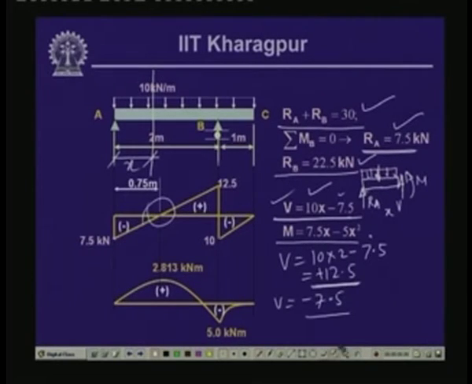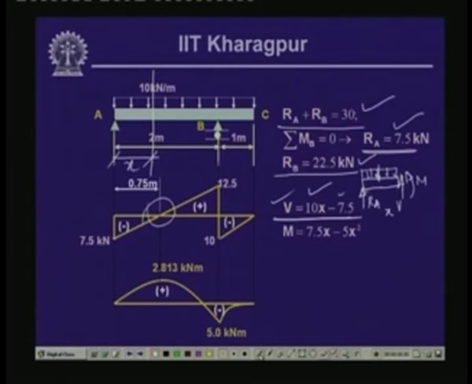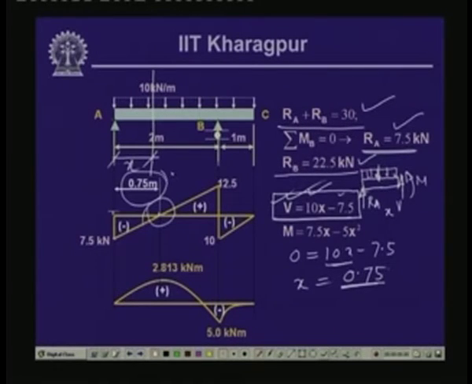Now, if we would like to know the position of the zero shear force, the point where shear force equals 0, since we know that this is the expression for the shear force between A and B, we substitute V equal to 0. So, 0 is equal to 10x minus 7.5. This gives us the value of x, which is equal to 0.75. So, at a distance of 0.75 from the left end, the value of the shear force is equal to 0, which is indicated over here.